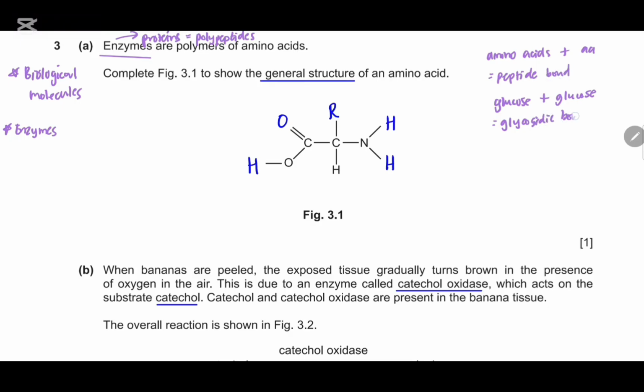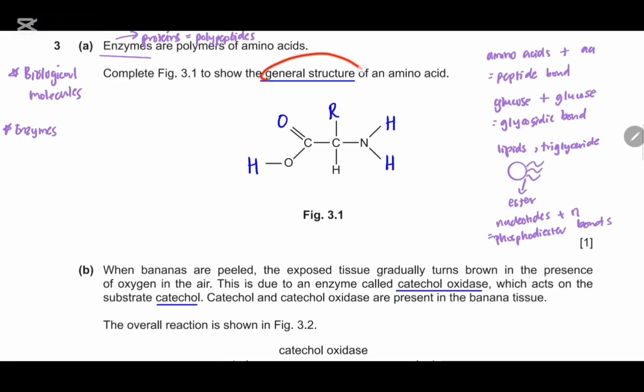For your lipids, your triglyceride molecule, if you don't remember, we have 1 glycerol and 3 fatty acids. That bond is the ester bond. And between nucleotides, one nucleotide with another nucleotide, that is a phosphodiester bond. Remember that, so that's revision for you. Please check that you know all of this. All right, back to the question.